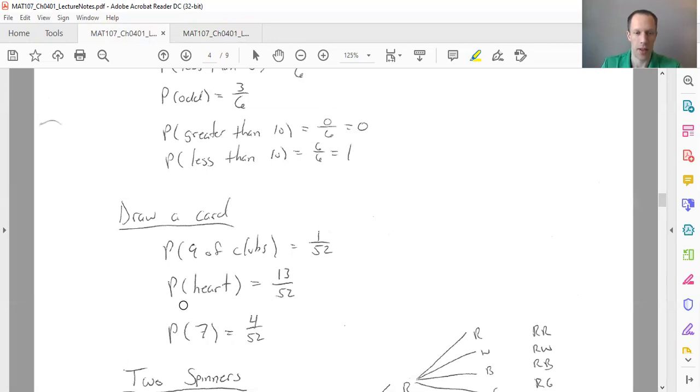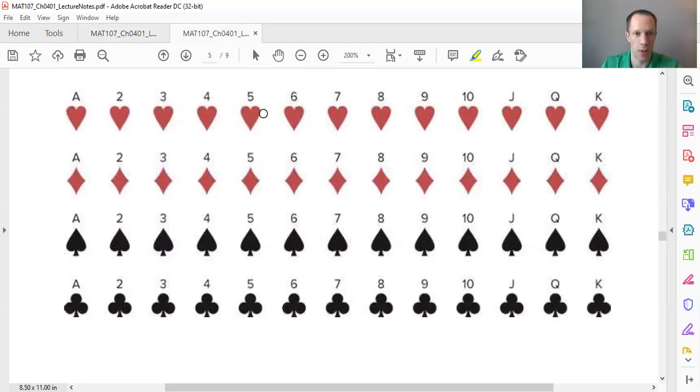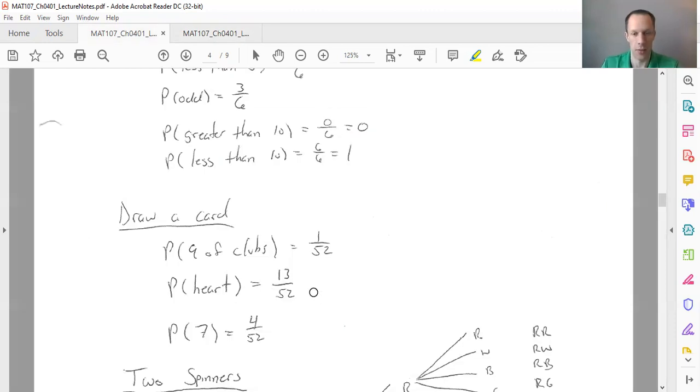What's the probability that we pick a card with a heart on it? Well, any of these cards up here in the top row have a heart on them. There's 13 of them out of the 52 cards in the deck. So we would say 13 out of 52, which if you wanted to reduce, you could reduce to 1 over 4.